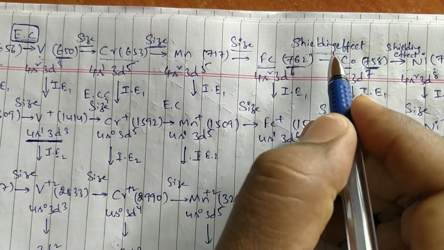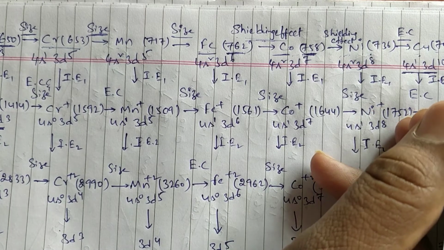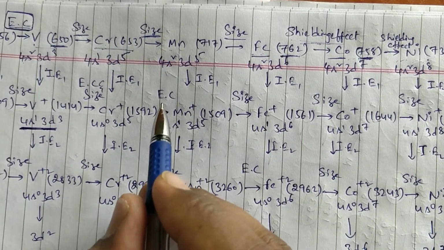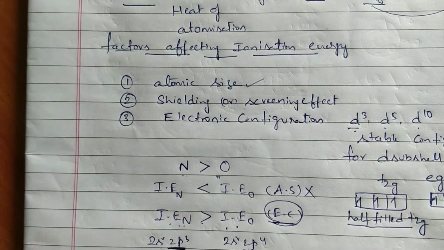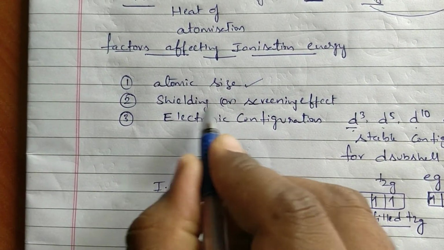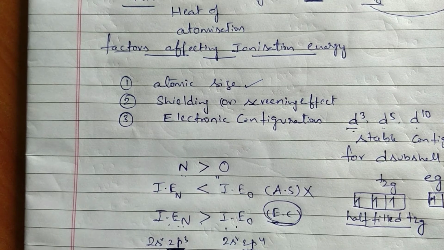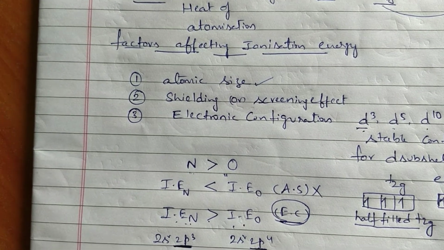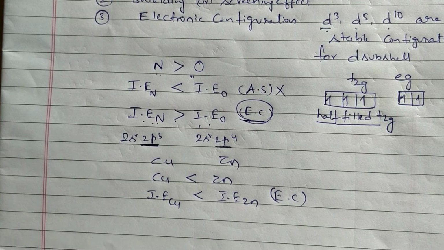Here the shielding effect is playing an important role. Here electronic configuration is playing an important role. Atomic size, electronic configuration. EC means electronic configuration, then screening effect or shielding effect, atomic size. Depending on these factors, we are going to explain the ionization energies of d block elements, how they are going to vary. Now clearly you got the point, I think.